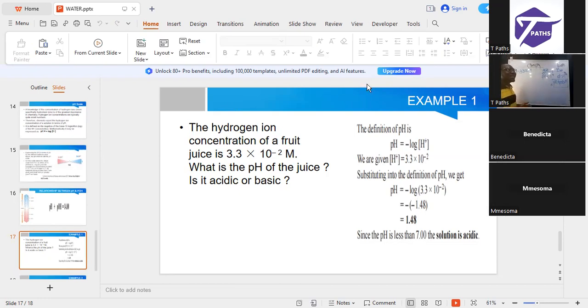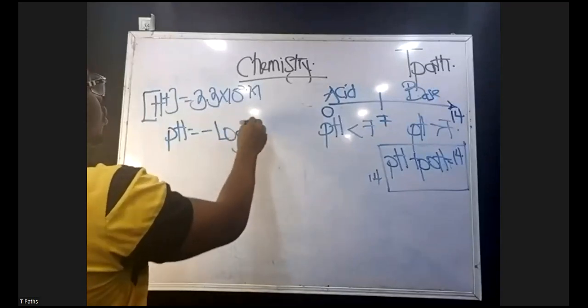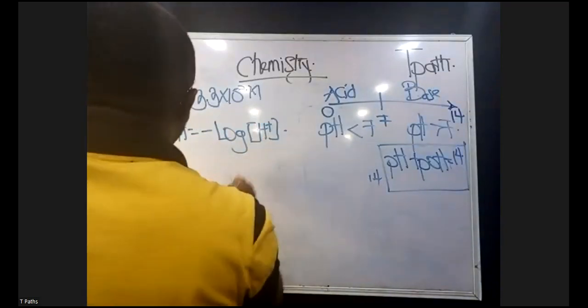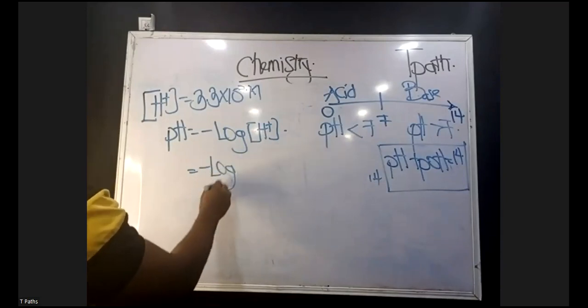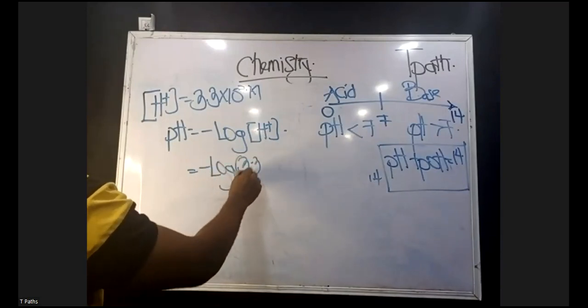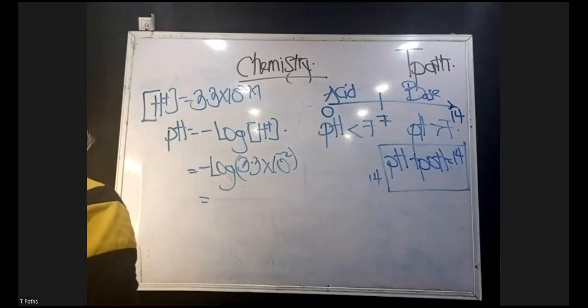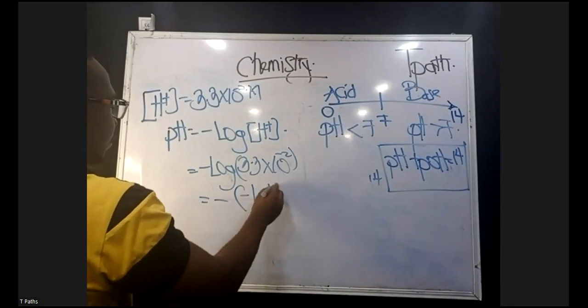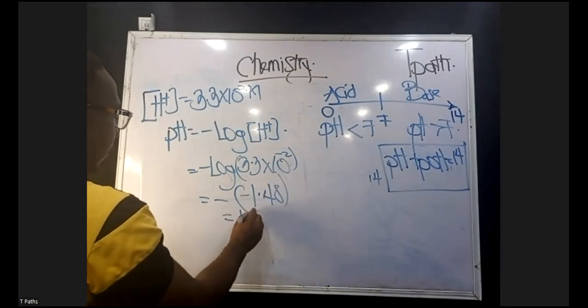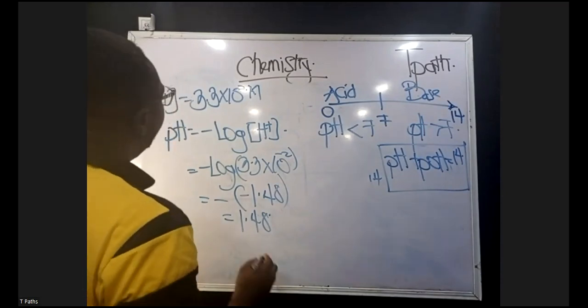Now again, is it acidic or is it basic? The hydrogen ion, that means this is what? But we recall that pH is equal to minus log H plus. We do this math together. Minus log of 3.3 times 10 power minus 2. Doing this math, we will get something like 1.48. Now, guys, you have your pH as 1.48.